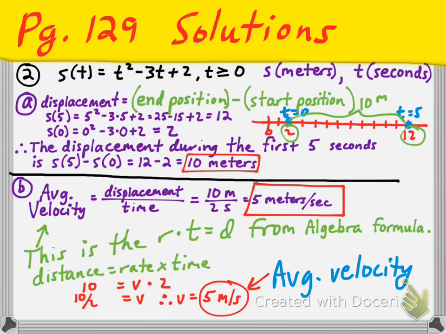So for your average velocity, if you remember the concept, it's rate times time equals distance, as I wrote right down here. What we're really trying to find here is the average rate, which is the distance divided by the time. And distance, from where you started, divided by the time it took you to get there. So that's 10 meters, which is the displacement, divided by the time it took you to get there.